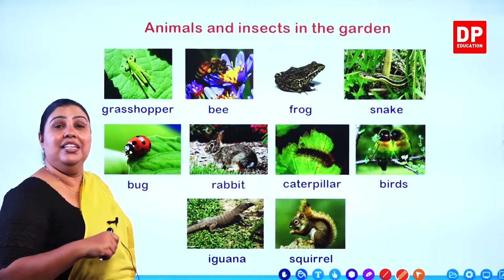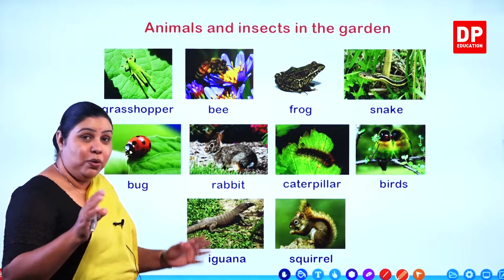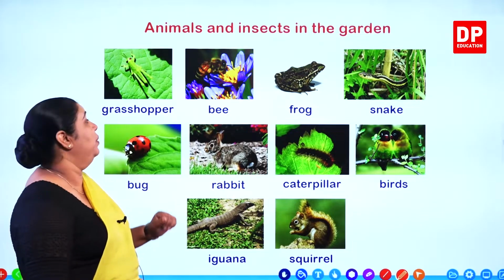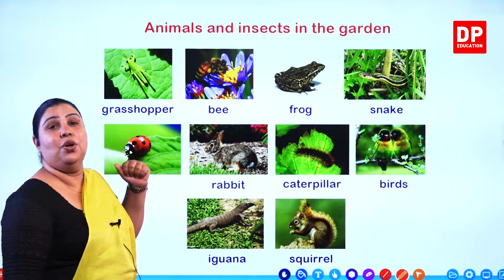And they are our friends, right? So because our unit 2 is all about the nature, now we will have a look at these little animals who come to our garden. First one is the grasshopper.